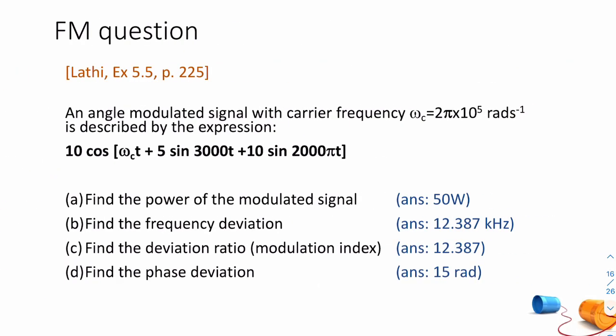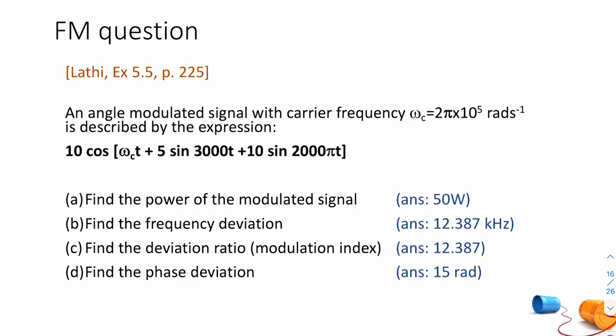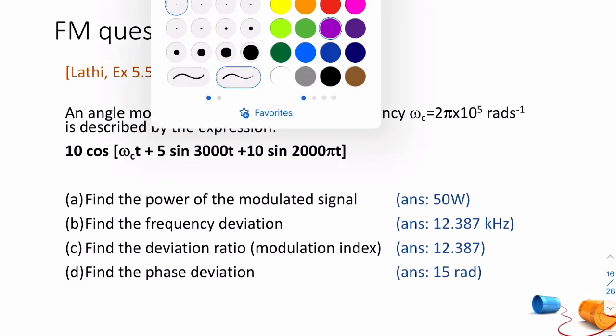One last example. This is from a different textbook. Again, we have an FM signal, but this time instead of having one term, we have two. So we can't use the regular expression that we used a couple of slides ago. So we can't just use this expression to find beta and FM. So it's a little bit more work involved this time. Now the first section says find the power. Now to find the power of a signal, where do you look? Remember, this signal is a cosine and it has a constant amplitude.